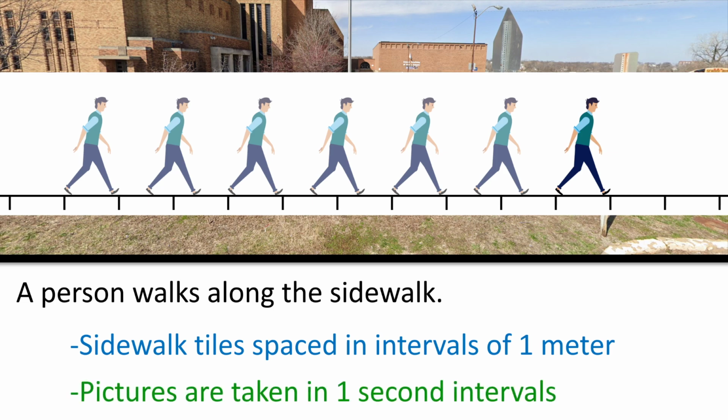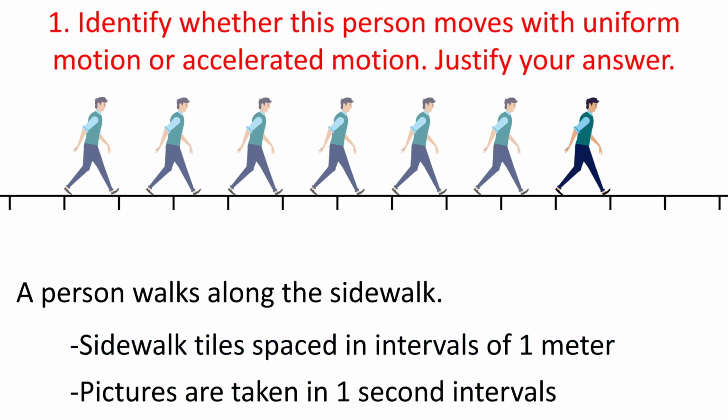The first question I want you to consider is, identify whether this person moves with uniform motion or accelerated motion, and justify your answer. Pause the video to answer this question.